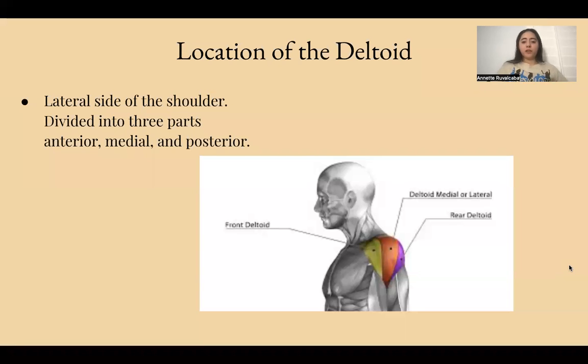So, the deltoid is located laterally from the shoulders, and it's divided up into three parts, which are the anterior, medial, and posterior, which make up the whole deltoid muscle.